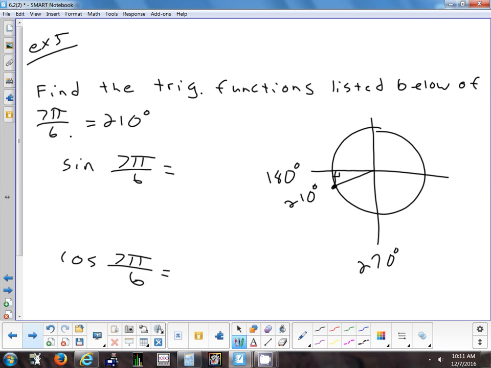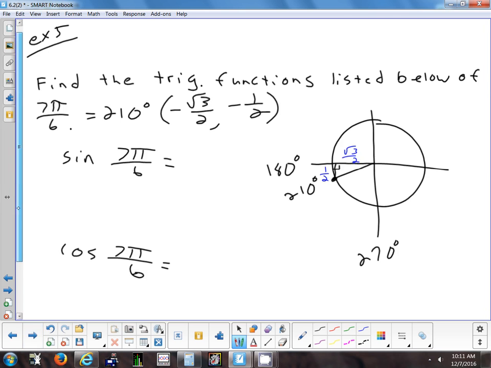What's the length of the long side? And the short side? 1/2. And they're both negative because we're in quadrant 3. Okay, so negative root 3 over 2, negative 1/2. Okay, what's my sine?